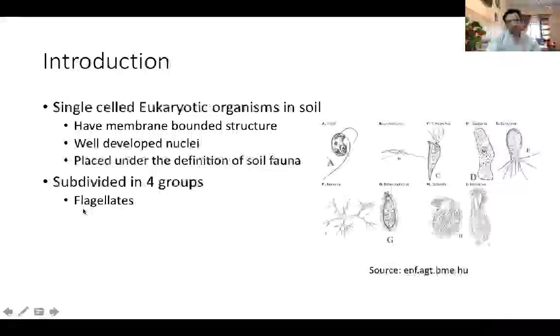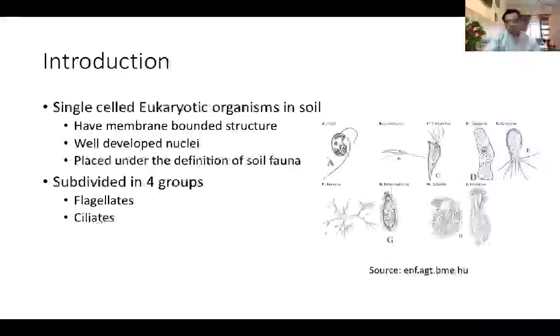The first one is the flagellates. Flagellates are the protozoans that have flagella. For example, you see in this figure, this organism has 2 flagella. Similarly, this organism also has 2 flagella. Here you see 4, and here you see many flagella. So the flagella are present, and such organisms are known as flagellates.